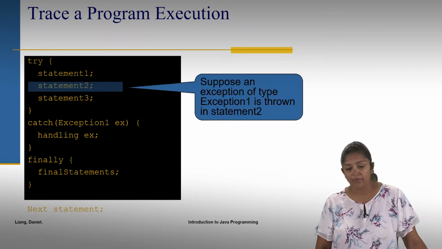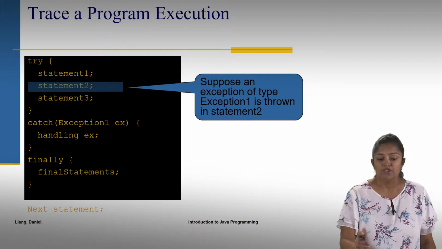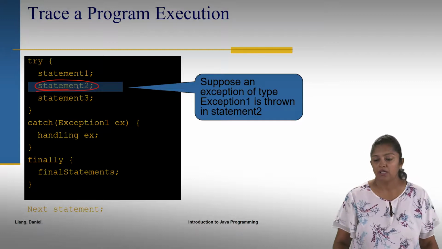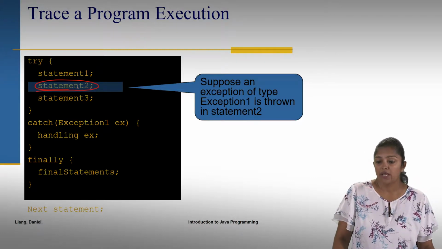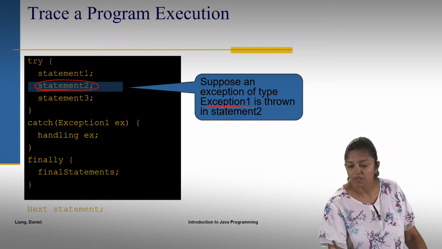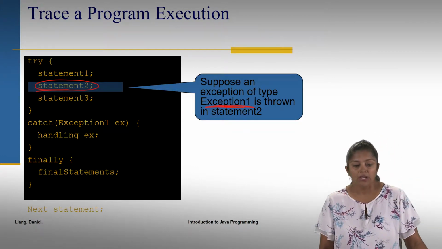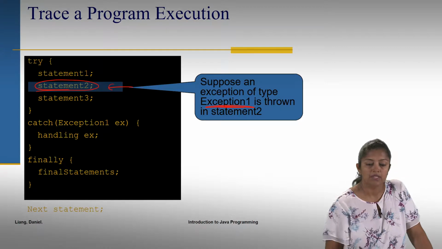Now say we're in a different situation. The try block has 3 statements and an exception occurs in statement 2. And this exception is of type exception 1. We're just making it up. It's of some type exception 1, and it's thrown here in statement 2.